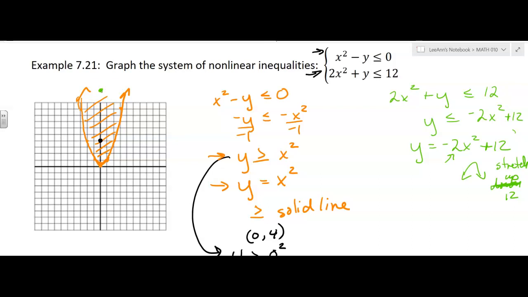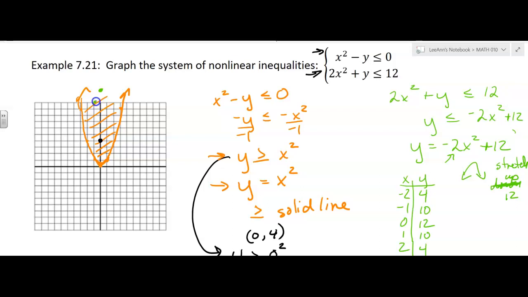So it might be easier for me to put a table of values in here, but let's say I put negative 2, negative 1, 0, 1, and 2, our old standbys. If you put in negative 2 and square it, you get 4. 4 times negative 2 is negative 8, so you get 4 out. If you put in negative 1, you're going to get 10. 0, you're going to get 12, which we already kind of have that graphed. If you put in 1, you're going to get 10, and if you put in 2, you're going to get 4.